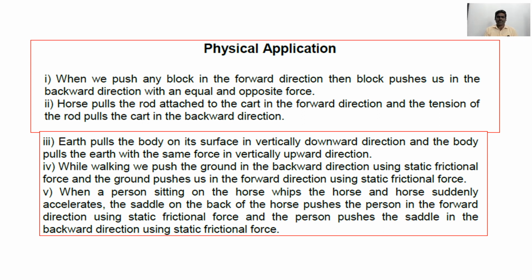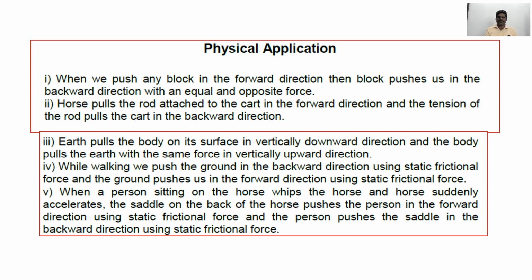While walking, we push the ground in the backward direction using static frictional force, and the ground pushes us in the forward direction using static friction. Last application, when a person sitting on a horse whips the horse and the horse suddenly accelerates, the saddle on the back of the horse pushes the person in the forward direction using static frictional force, and the person pushes the saddle in the backward direction using the same static frictional force.